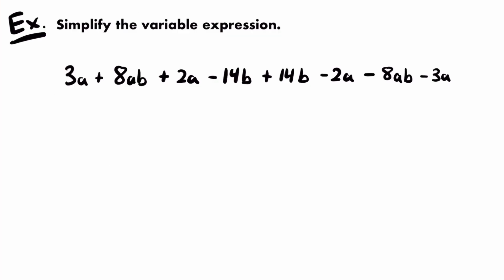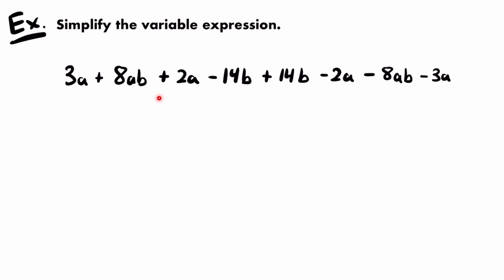For our next example, we want to simplify this variable expression by combining like terms. We have 3a plus 8ab plus 2a minus 14b plus 14b minus 2a minus 8ab minus 3a.